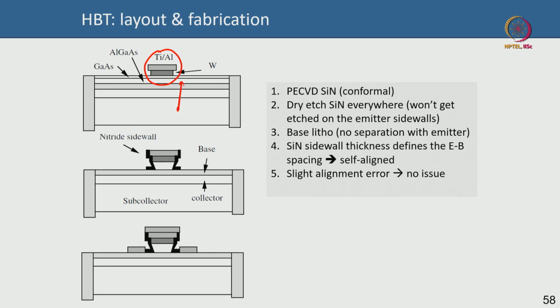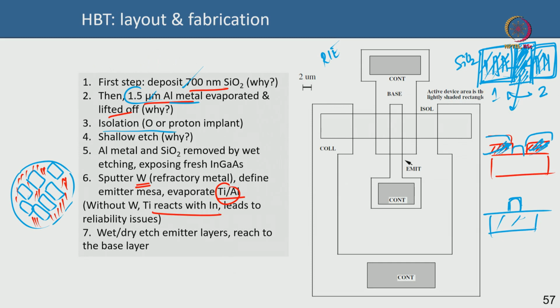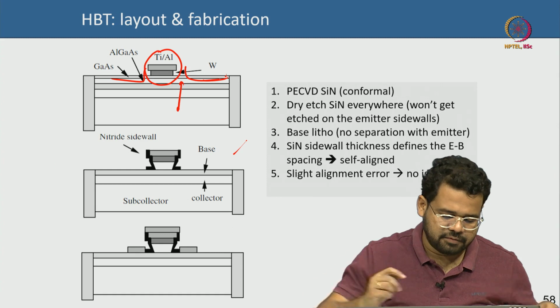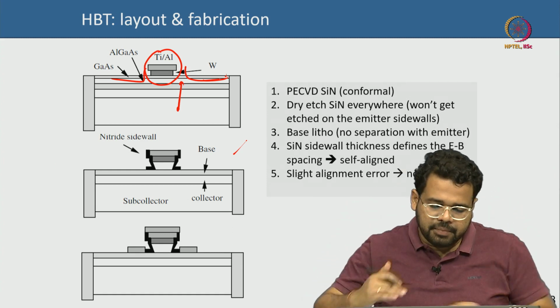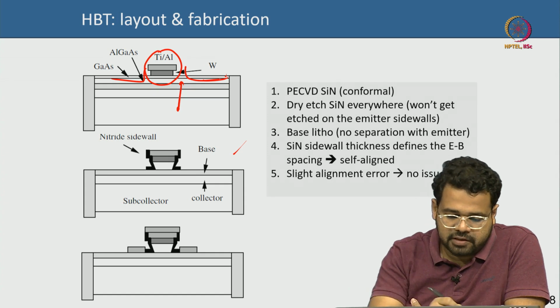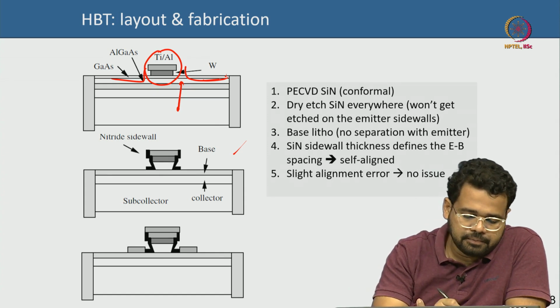Then the next step is that you would have to define the base now. Okay. So you have to dry etch, or sometimes a combination of dry and wet etch, so that you etch this emitter away, you come to the base here. This is the base precisely, you can see second figure here, right. Now once you reach the base, what you do is that you blanket deposit silicon nitride, for instance. You blanket deposit silicon nitride everywhere.